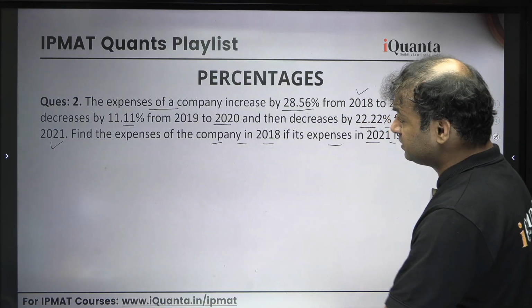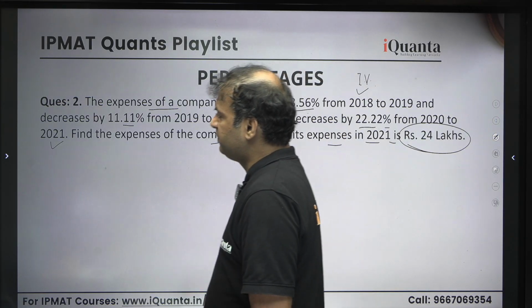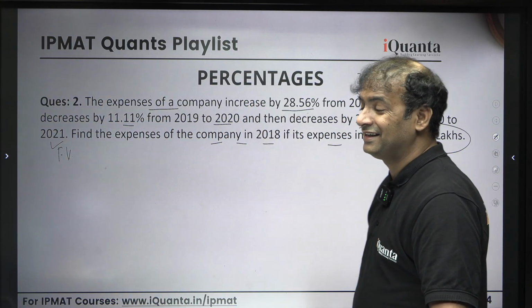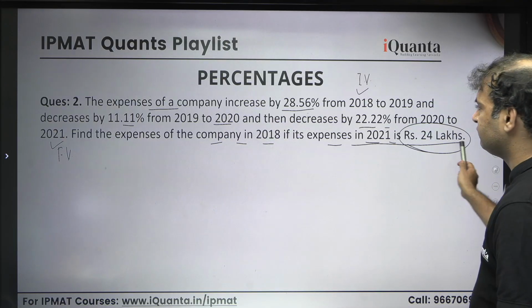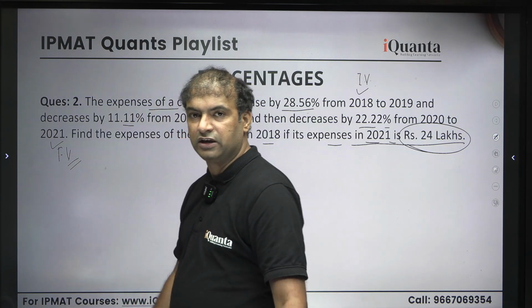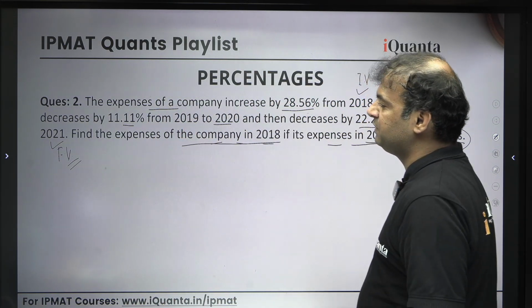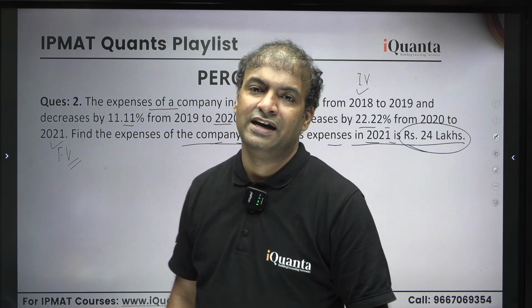The expenses of the company in 2018 should be the initial value, and the expenses of the company in 2021 should be the final value. This is what we can say here, right? Okay, and you can see that they have given the expenses in 2021 of the company. That means they have given the final value to us. This is something given, all right? And they have asked the expenses in 2018. That means they're asking the initial value, all right? So this is the question where everything is given.